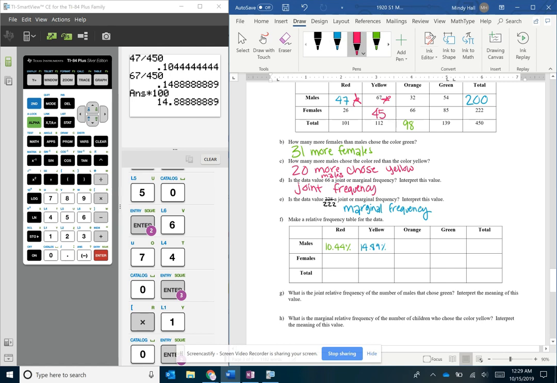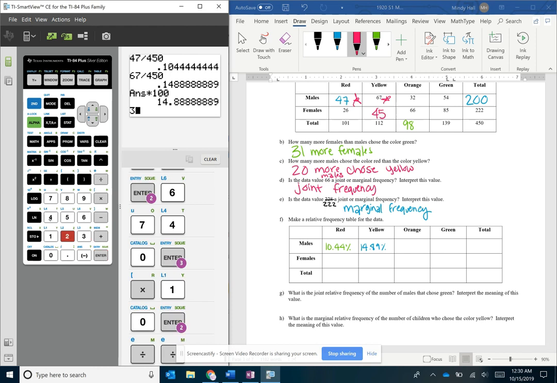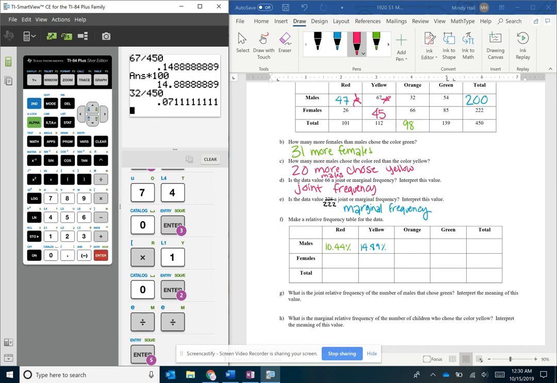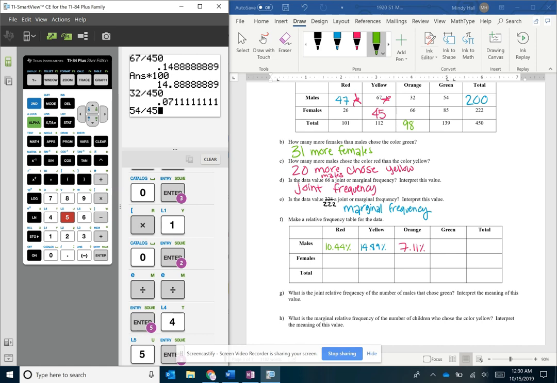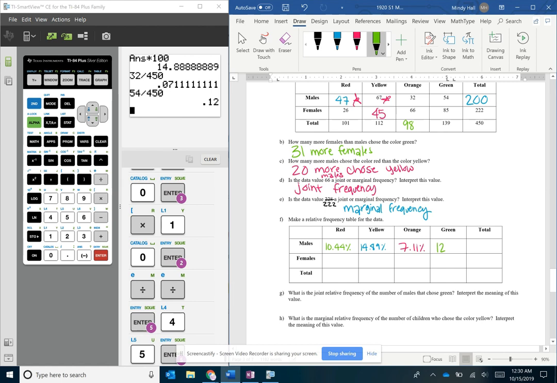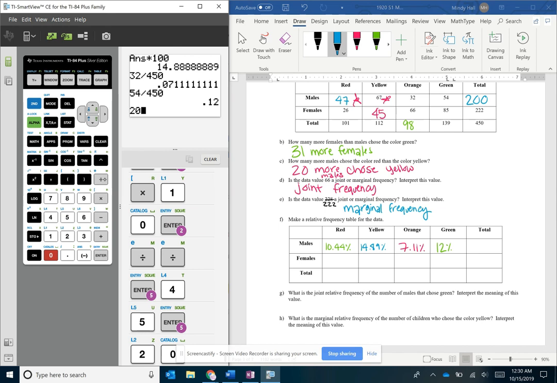So then for orange, we have 32 divided by 450. And 32 divided by 450 is going to give us 7.11%. And then for green, we have 54 divided by 450. I can type faster than my simulator can handle. So that gives me 12% for green. And then we have our totals, 200 divided by the grand total, which is 450.